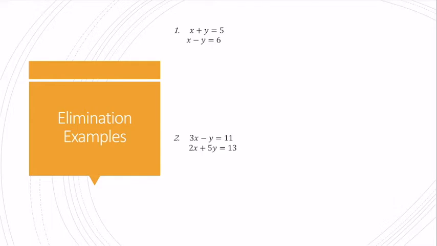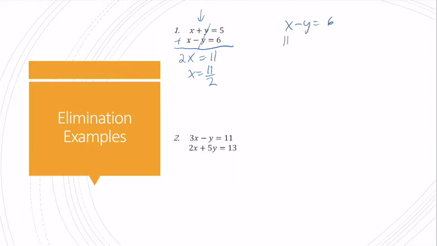So if I have x plus y equals 5 and x minus y equals 6, I can see that my coefficients on y are opposites, so they're going to cancel out if I add these two equations together. x and x gives me 2x, my y's cancel, 5 and 6 gives me 11, so I have x equals 11 halves. This will allow me to solve for y.